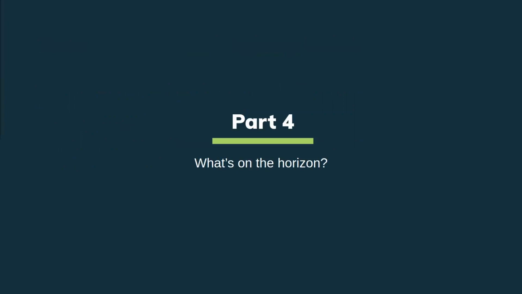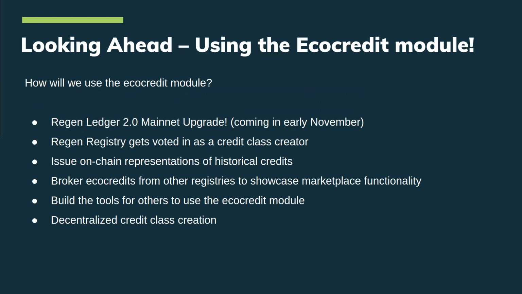Next slide. So what's on the horizon? Next slide. So with the launch of the ecocredit module, we hope to showcase how it can be used to trade ecosystem service credits. The Regen Registry hopes to get voted in as one of the first credit class creators. And in doing so, we're going to be issuing credits for our historical vintages.